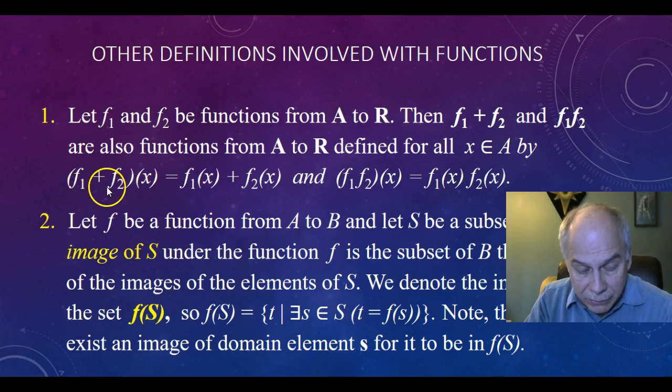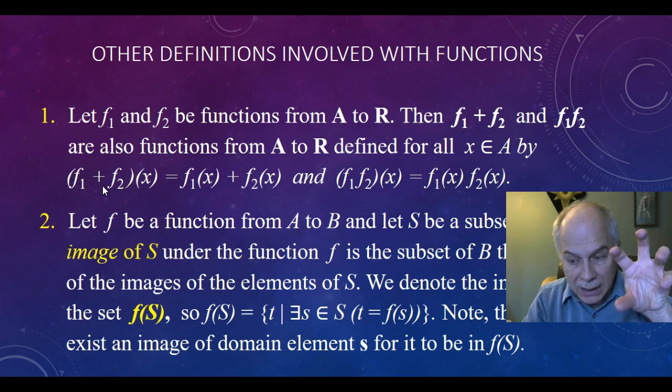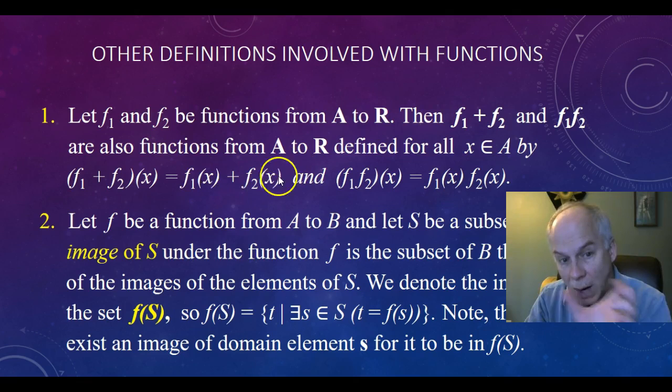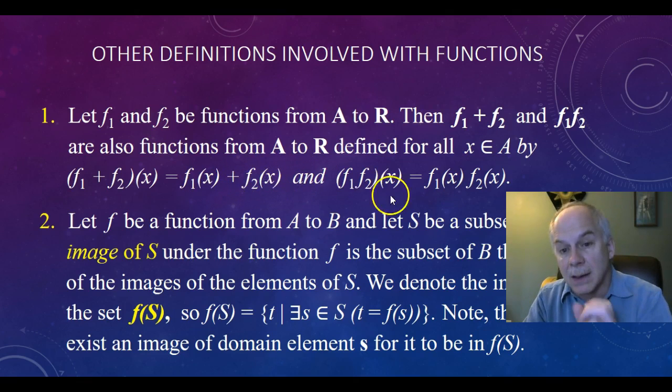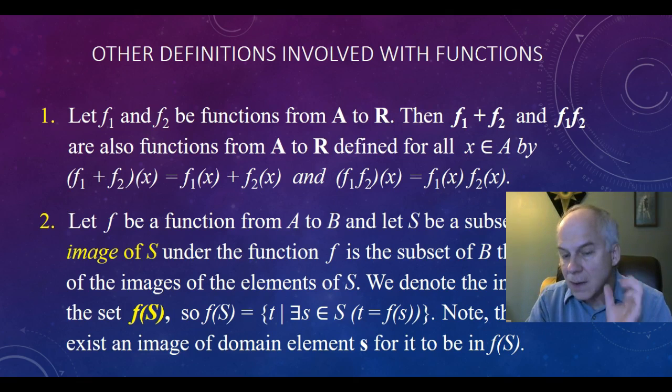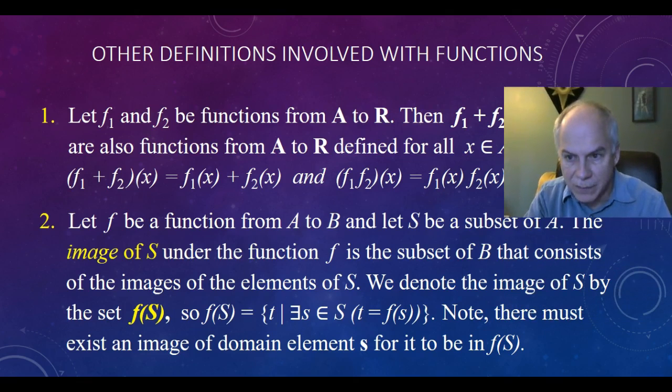(f1 + f2)(x) equals f1(x) plus f2(x), so the y values added together. And (f1 times f2)(x), that function's y value, equals the y value of f1 times the y value of f2. So that's how we define the product of two functions. It's the product of the y values.